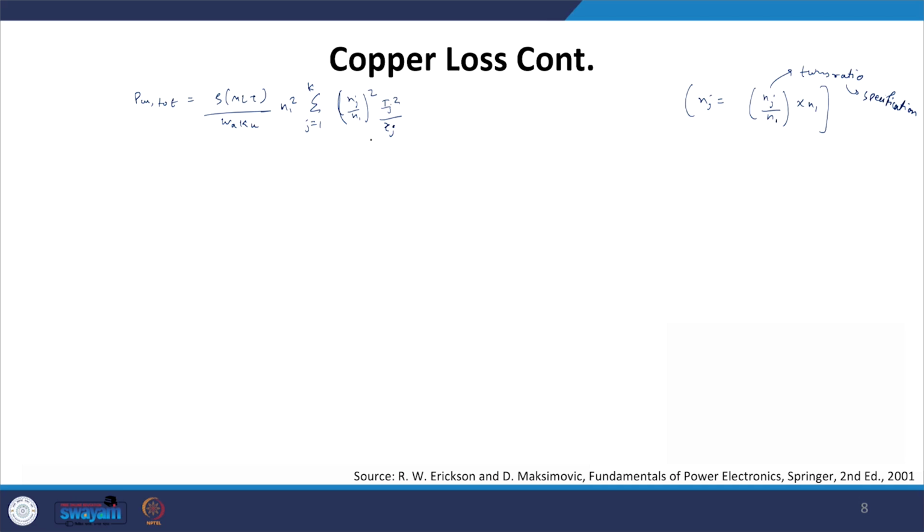Now, if you look very carefully, when we plot this total copper loss, PCU total, with respect to gamma 1, the fraction of area allotted to the first winding, we will see that the copper loss corresponding to winding 1 is actually infinity when gamma 1 is 0. It is saying that when gamma 1 is 0, the area allotted to winding 1 is equal to 0. That means the area of cross section of the wire which is being used is 0.